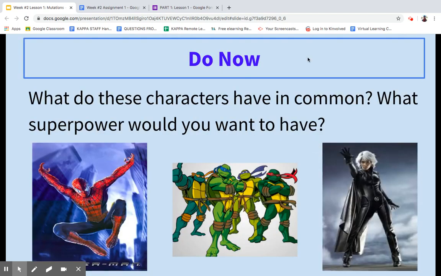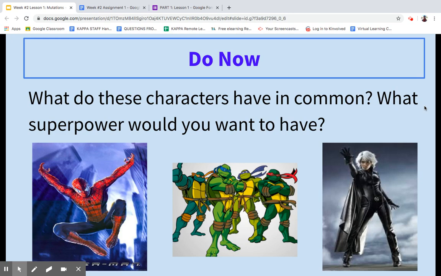Now, taking a look at these three pictures, we got Spider-Man on the left, Ninja Turtles, and an X-Men. What do these all have in common? And a fun question is, what superpower would you want to have? So, what do these all have in common?